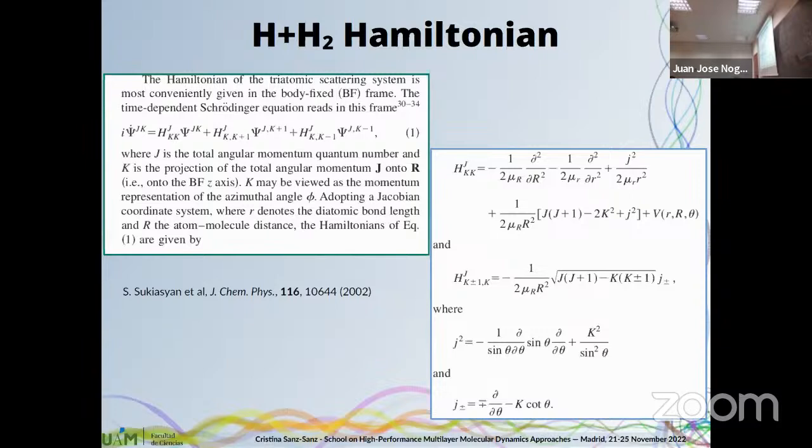So if we set J equals 0, then the projection has to be equal 0. So this term is 0. So we are not considering this. And then one thing that is saying is that it is giving this Hamiltonian in something that is called body fixed frame. So what does it mean?